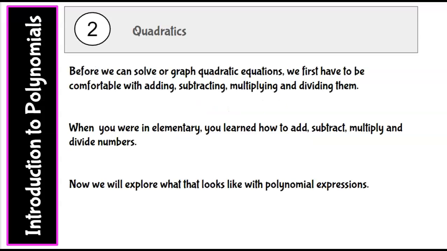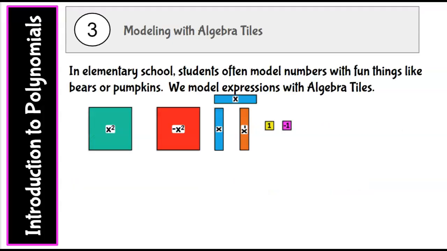Before we can solve or graph quadratic equations, we first have to be comfortable with adding, subtracting, multiplying, and dividing them. When you were in elementary, you learned how to add, subtract, multiply, and divide numbers. And now we're going to explore what that looks like with polynomial expressions. In elementary school, students often model numbers with fun things like bears or pumpkins. We model expressions with algebra tiles.